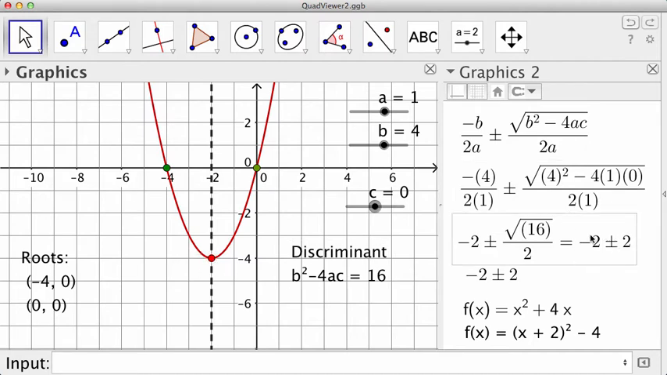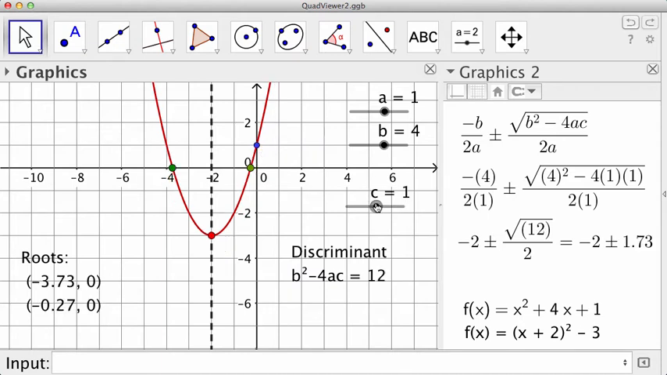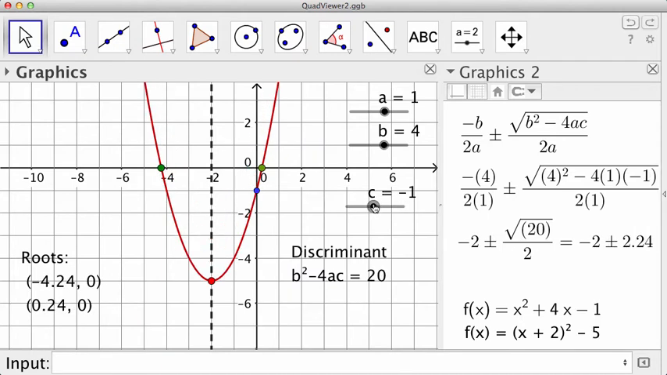Notice over here as well that instead of having negative 2 plus or minus 3, we now have negative 2 plus or minus 2, because this value here, square root of b squared minus 4ac over 2a, now has a value equal to 2. The discriminant, which is this value b squared minus 4ac that's under the square root sign, is equal to 16. And that's shown right here. So we have b squared, or 4 squared, minus 4 times 1 times c, or 16 minus 0 gives us 16. As we keep changing c, the value of our discriminant changes.